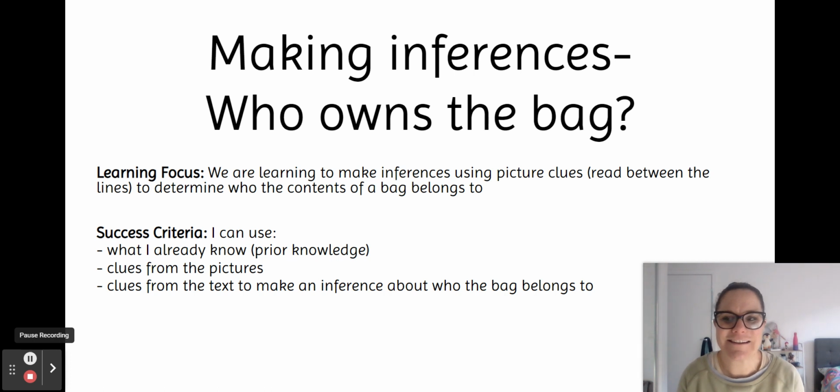Our success criteria today will be: I can use what I already know, so prior experience. I can use the clues from the pictures, and I can also use the clues from the text to make an inference about who the bag belongs to.